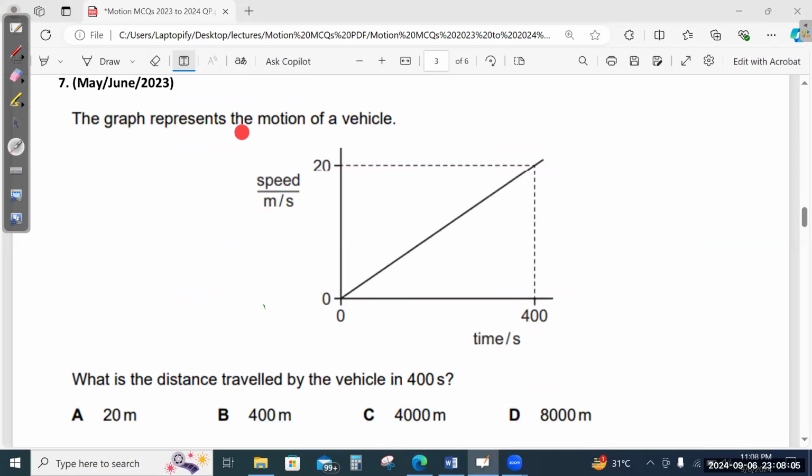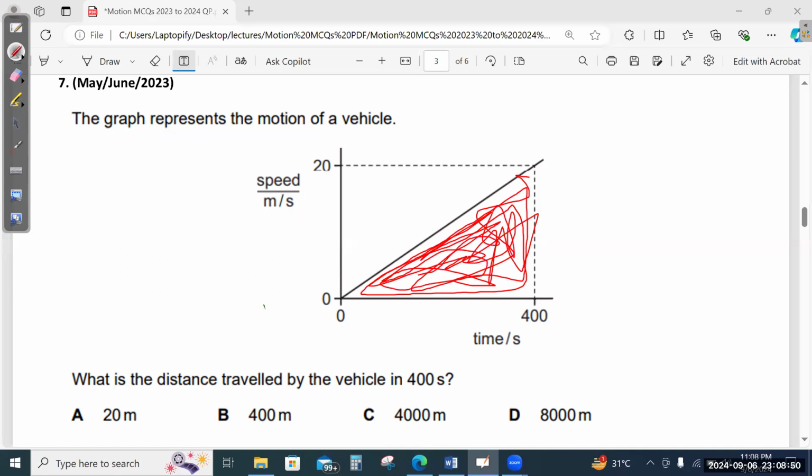Okay. Now the speed represents the motion of a vehicle and a speed time graph is shown. It means in 400 seconds the speed of the body reaches 20 meter per second. What is the distance traveled by the vehicle in 400 seconds? It means you have to find the distance. Remember, I have given the key points in the lectures where I have told you that the area under the curve of a speed time graph gives us the distance. So this is the line. The area under the curve is this one. You have to find this area. Okay. This shaded area is a triangle.